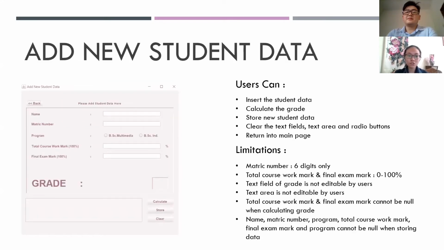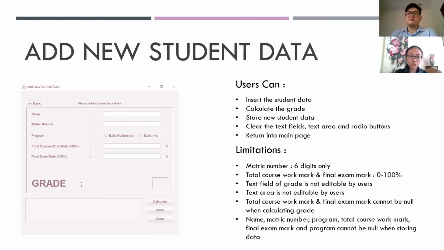This is the page for adding new student data. In this page, users can insert the information of a new student and choose the program by using the radio button. Users can calculate the grade by clicking the calculate button, then the grade will be shown in the text field prepared. To store the data that have been inserted, users have to click the store button. As usual, users can clear the text field, text area, and radio button by using the clear button. To return to the main page, users have to click the back button.